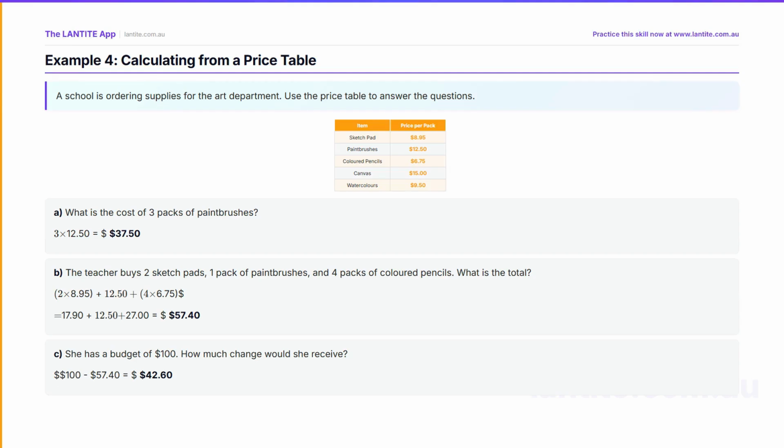Now, let's work with a price table. Part A asks for the cost of 3 packs of paintbrushes. Each pack is $12.50, so 3 times $12.50 is $37.50. Part B is a multi-step calculation. The teacher buys 2 sketch pads at $8.95 each, 1 pack of paintbrushes at $12.50, and 4 packs of colored pencils at $6.75 each. 2 times $8.95 is $17.90, plus $12.50, plus 4 times $6.75, which is $27. The total is $57.40. Part C asks for the change from $100. 100 minus $57.40 is $42.60.